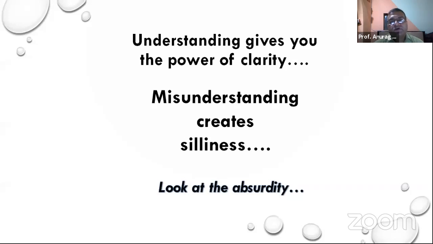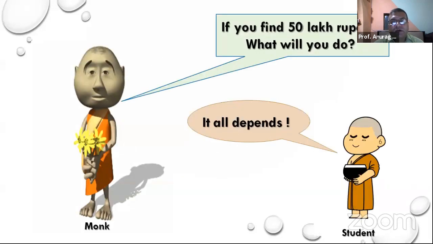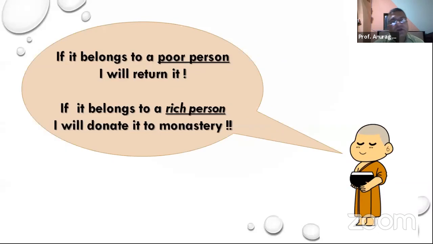I'll again give you a small story. It says that understanding gives you the power of clarity, misunderstanding creates silliness. And look at the absurdity in the story. There was a monk and he had a student. And he asked a question: if you find 50 lakh rupees, what will you do? The student was very intelligent and analyzed the situation very quickly. He says, sir, it all depends. It depends on whether, if it belongs to a poor person, I'll return it. If it belongs to a rich person, I'll donate it to a monastery.